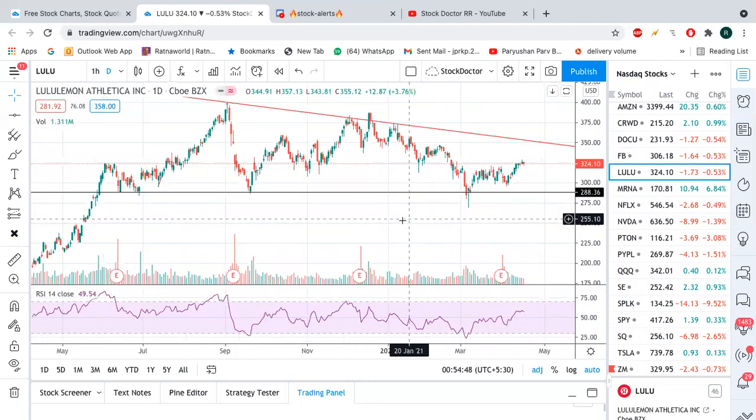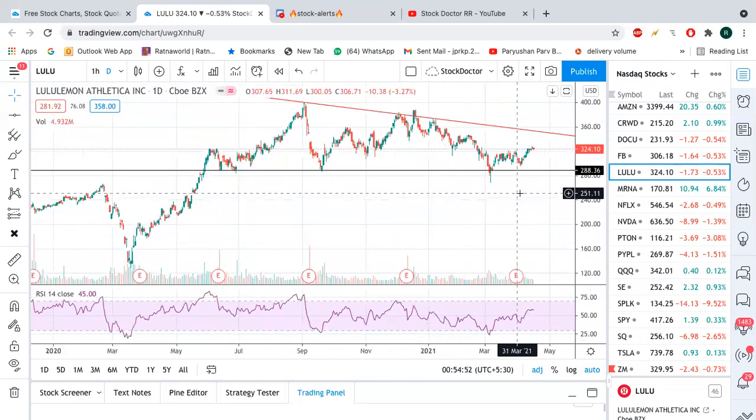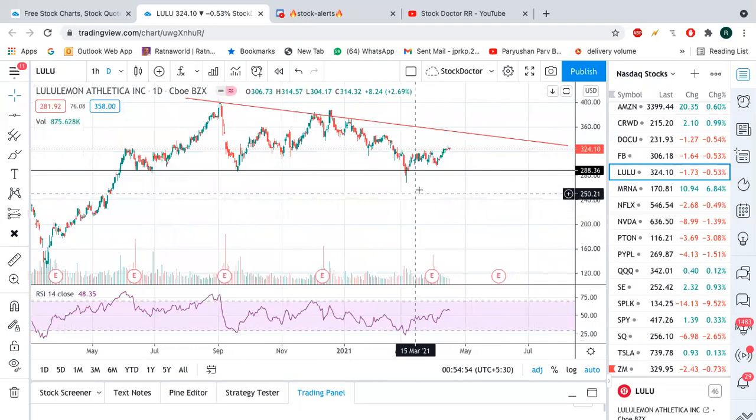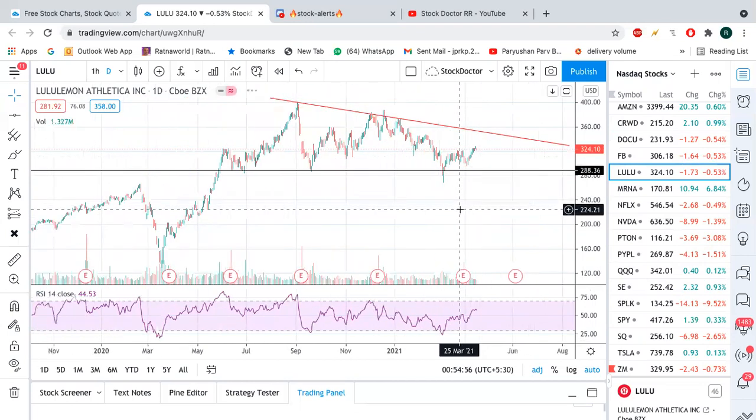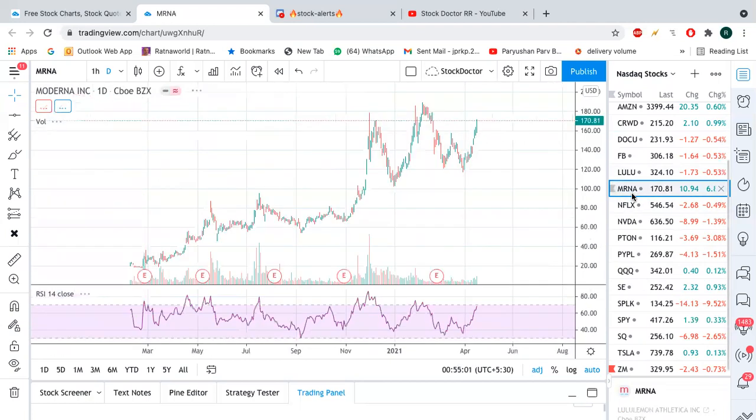The next stock is Lulu. Lulu is trading in this zone. So I don't have any view on this stock at this point of time.